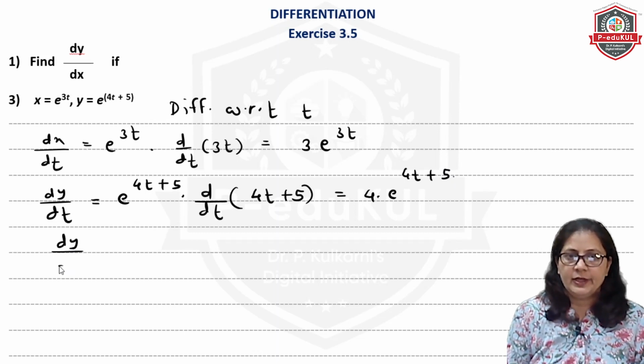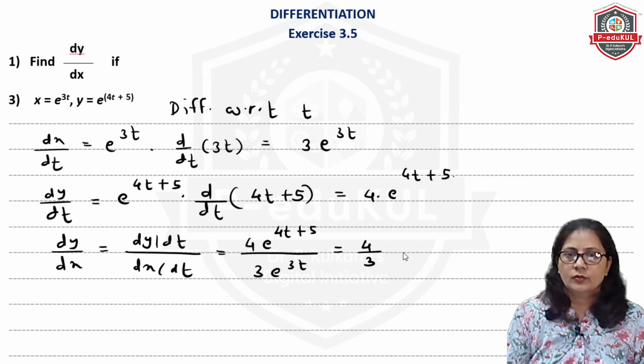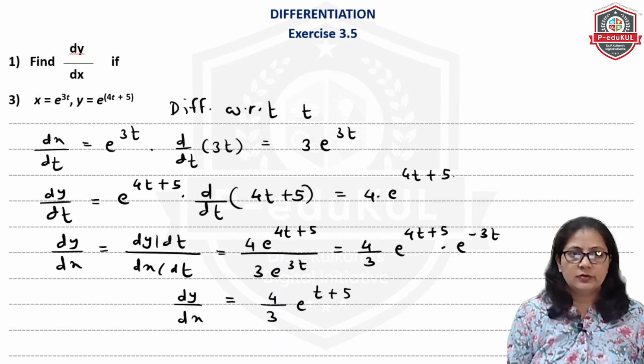And then dy by dx is dy by dt upon dx by dt. So 4 e raised to 4t plus 5 divided by 3 e raised to 3t. That is e raised to 4t plus 5 into e raised to minus 3t. And this will be 4 by 3 e raised to 4t minus 3t, that is t, plus 5. That's it. So that is nothing but dy by dx. Now the next we will do.